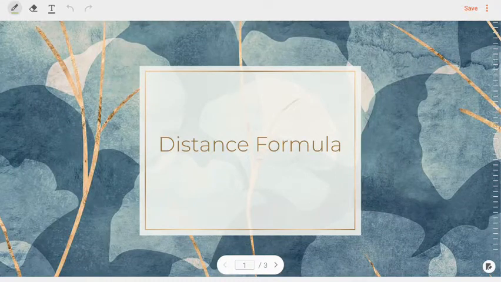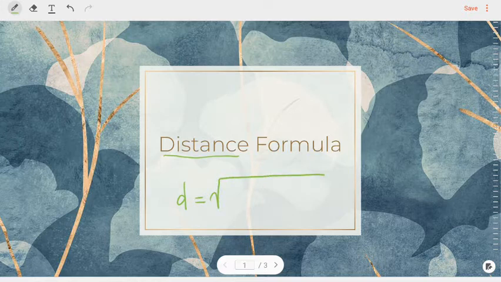This video is going to cover the distance formula. In order to find the distance, or in other words, the space between two locations, I'm going to use the following formula. The distance is equal to the square root of (x2 minus x1), and we square that, plus (y2 minus y1) squared. And I'm going to take a square root of all of that.